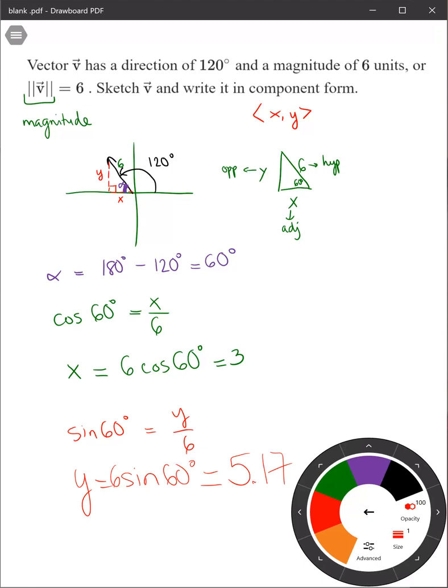All right. So then the component form will be 3, 5.17. All right, I'll give you time to process the information and ask me questions.